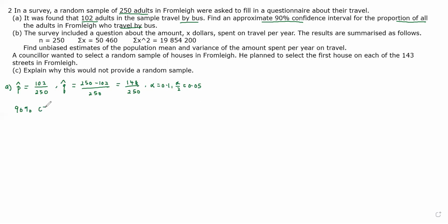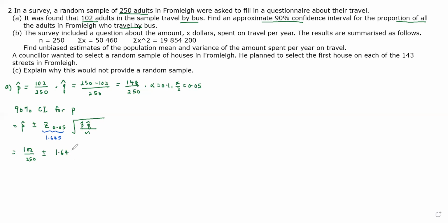The 90% confidence interval for the proportion of all adults who travel by bus is given by P hat plus minus Z, the critical value at 0.05, times the square root of P hat Q hat over N. P hat is 102 over 250, and the critical Z value we can find from the critical standard normal table, and we have 1.645.